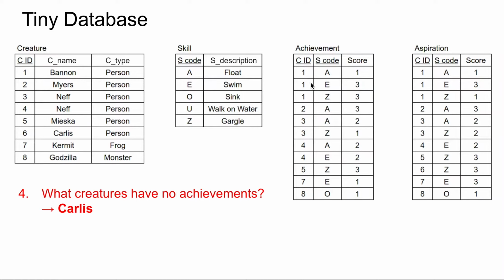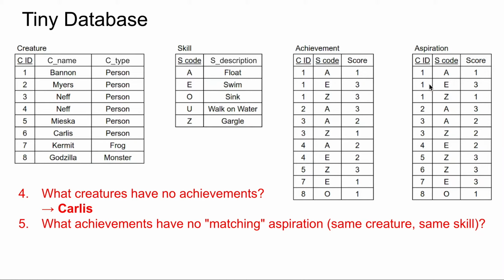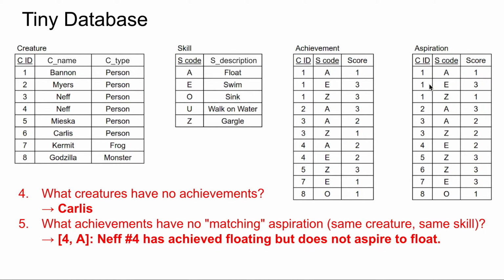1A, 1A, 1E, 1E. But these don't all match. So another query is, what achievements have no matching aspiration? That is, with the same creature and same skill, ignoring whether the score matches. The one answer is the row 4A, which is an achievement but is not an aspiration. It means that Neff number 4 has achieved floating, but has never aspired to float.